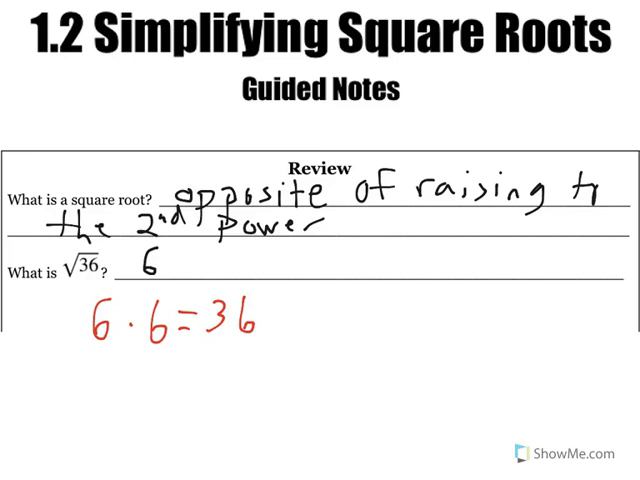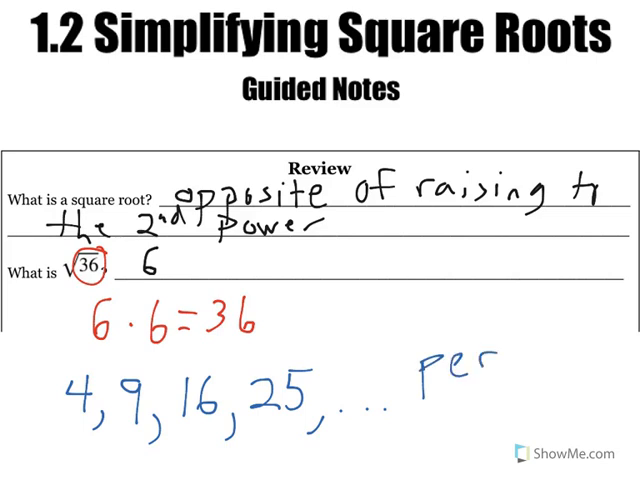Now, as you know, you've seen in the past, there are multiple perfect squares. We call the number 36 a perfect square because we can find the square root of that. There are quite a few perfect squares. You may know that 4 is a perfect square because 2 times 2 is 4. We can keep going up the list. 3 times 3 is 9. 4 times 4 is 16. 5 times 5 is 25, and we could keep that going as long as we wanted to. But those are known as perfect squares.